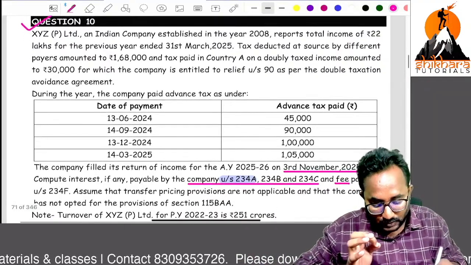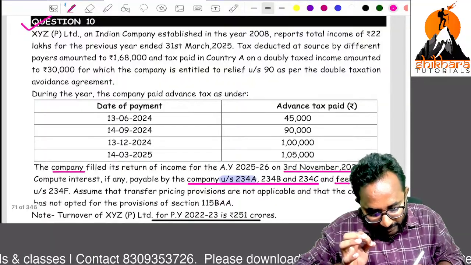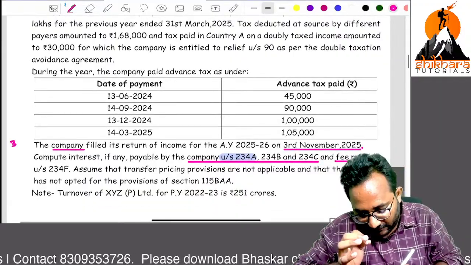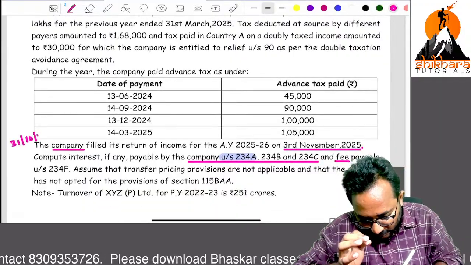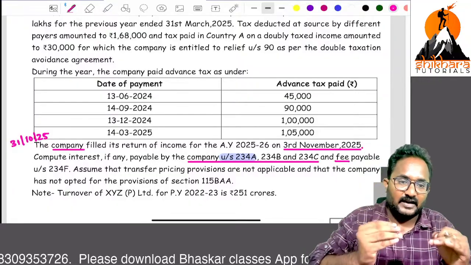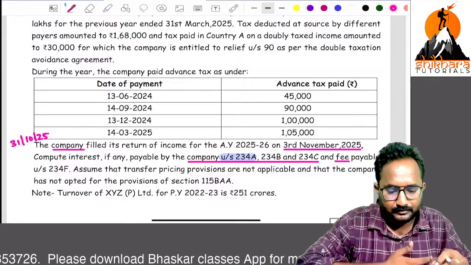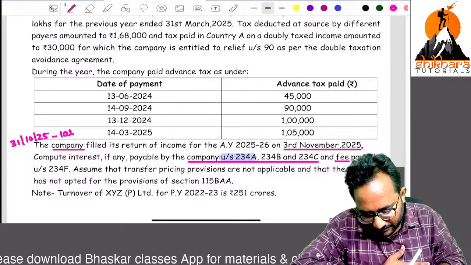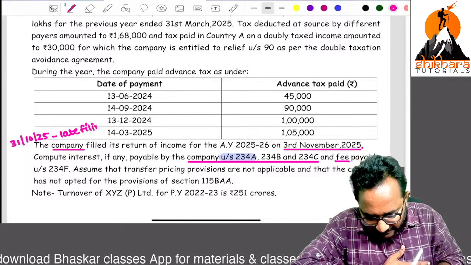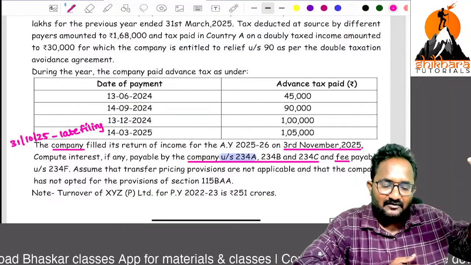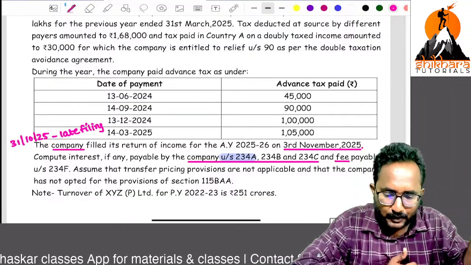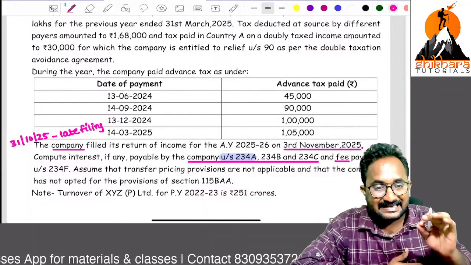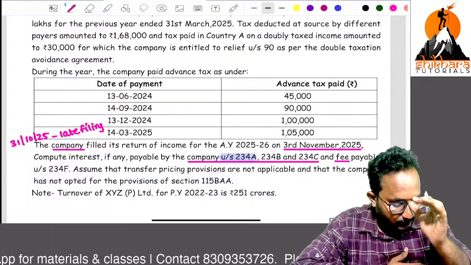3rd November 2025. Company. What is the due date under section 139 subsection 1? 31st October 2025. Is this a late filing case or a non-filing case? Here it is a late filing case. So the SSC first needs to compute. They have not given the details about the assessing officer computation. So please compute the interest by the SSC under section 234A.